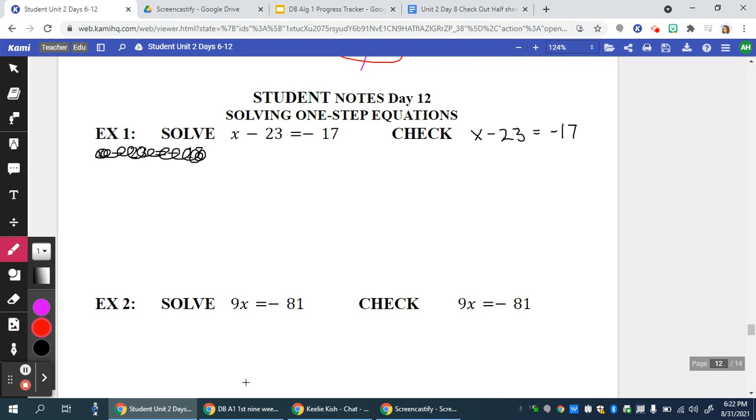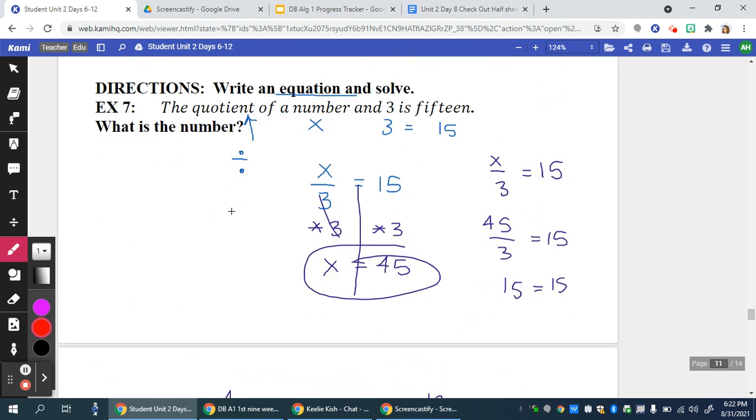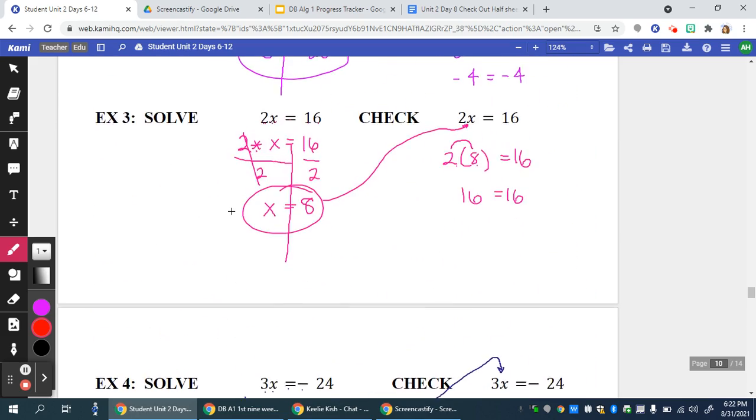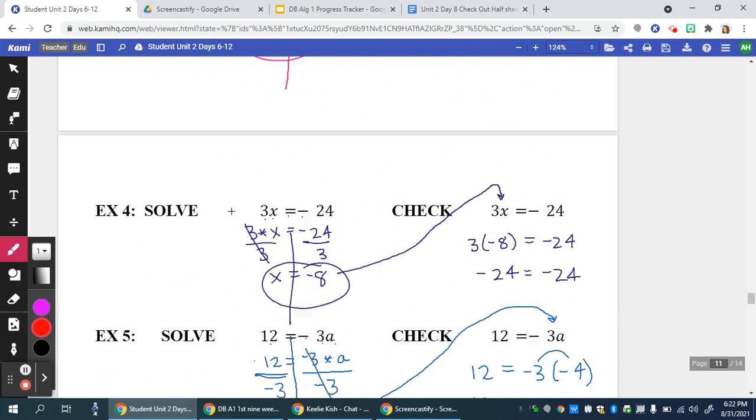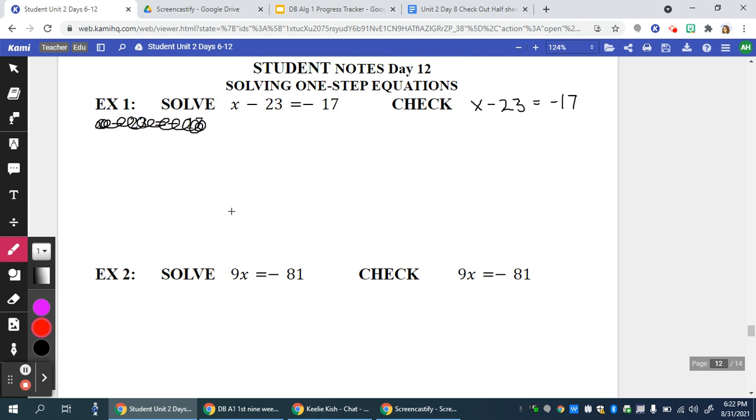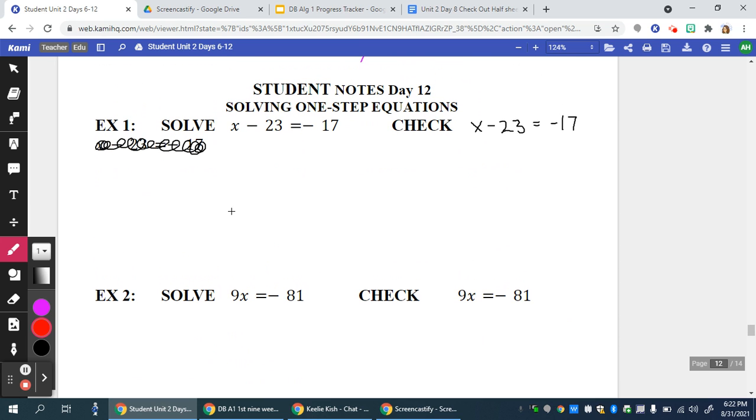Welcome to Unit 2, Day 12 Notes. We are solving one-step equations. So we're kind of combining the last several notes, which I have right here. We're still solving one-step equations, just like we have been, but now it could be subtraction, addition, multiplication, or division. We are combining it all.